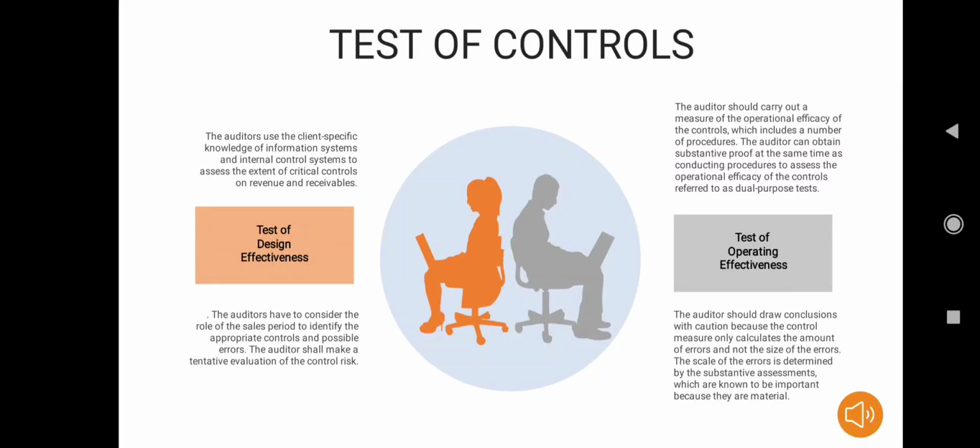However, the auditor shall draw the conclusions with caution because the control measure only calculates the number of errors and not the size of the errors. The scale of the error is determined by the substantive assessment, which is known to be important because errors may be material. For example, in the case that misstatements are found in the sales transactions, the auditor may assume that sales controls are not working effectively.